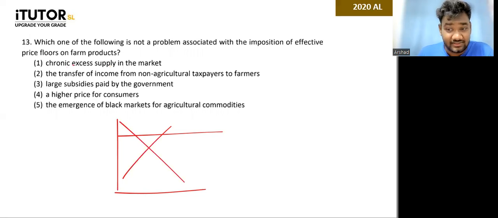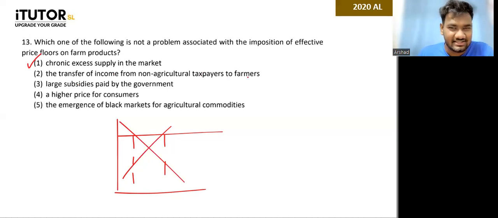Yes or no? First one. Yes, right. There'll be excess supply. Come on, when you have a price floor, supply is over here, demand is over here, so there will be an excess supply. That is a problem. The transfer of income from non-agricultural taxpayers to farmers.